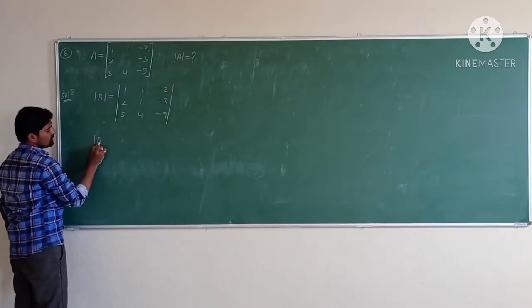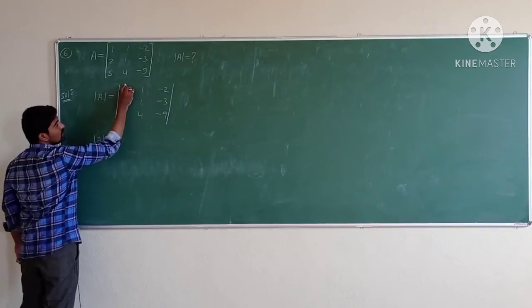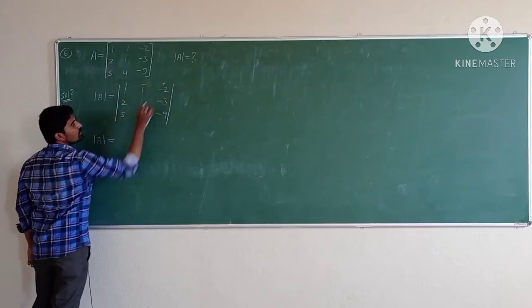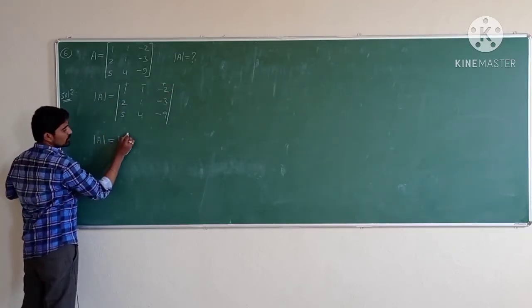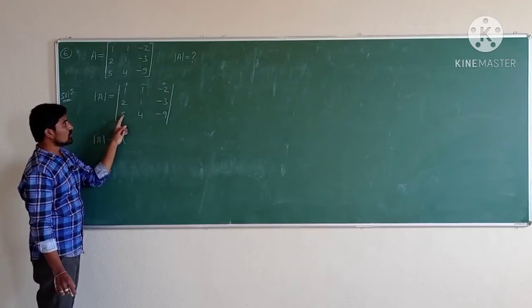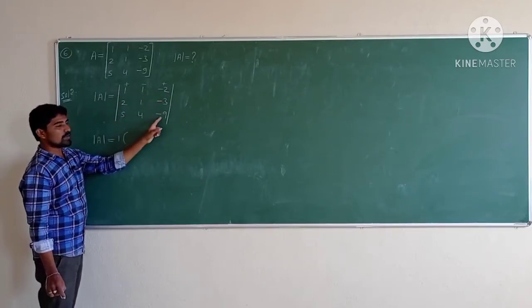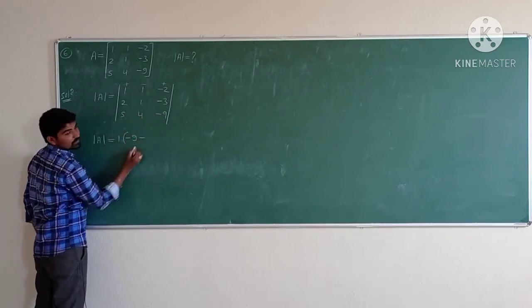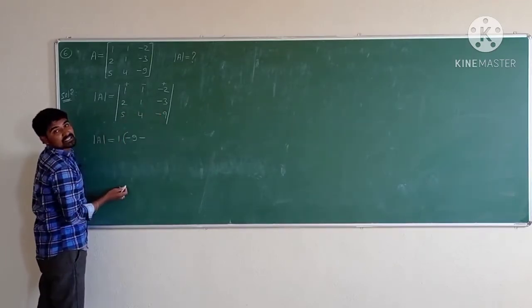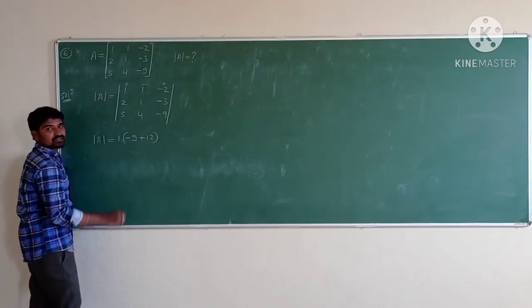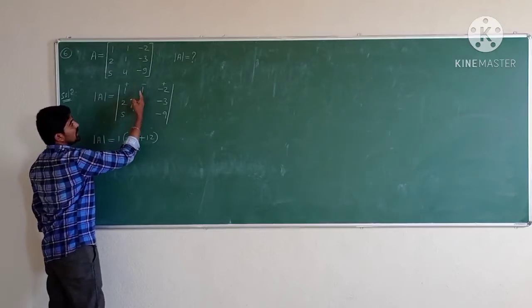So determinant of A is equal to, the signs associated with first row elements are plus, minus, plus. So 1 into, after deleting this first row, first column element, 1, minus 3, 4, minus 9. So 1 into minus 9 minus 9, minus 4 into minus 3 minus 12, minus into minus plus 12, minus 1.